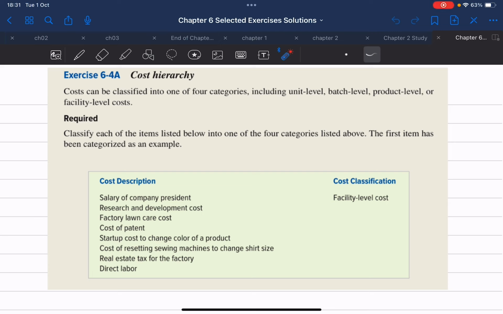And in this video, we're going to go over exercise 6-4A, one of the selected exercises from chapter 6 in our Managerial Accounting course. Now, this exercise says costs can be classified into one of four categories: unit level, batch level, product level, or facility level costs.